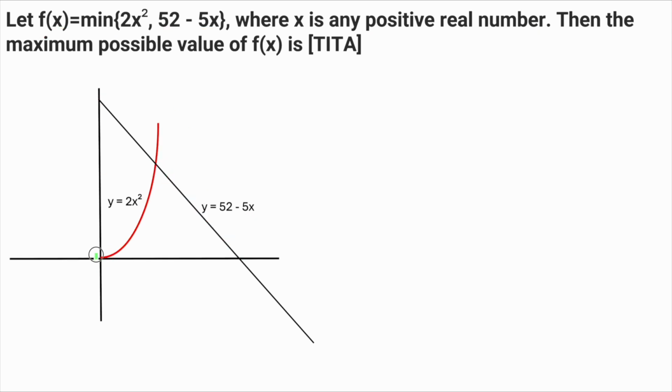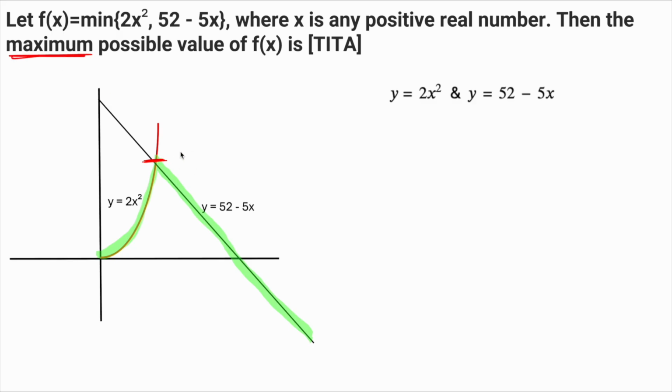So now we can conclude that f(x) is nothing but this particular graph. I am highlighting this in green. This is your graph of f(x), the minimum of these two. But our question wants the maximum possible value of f(x). We can very clearly see here that f(x) is maximum at this peak where the two graphs intersect. So basically I am looking for the intersecting point of these two graphs. The first graph is y equals 2x² and the second graph is y equals 52 − 5x. This meeting point is our point of maximum as required.